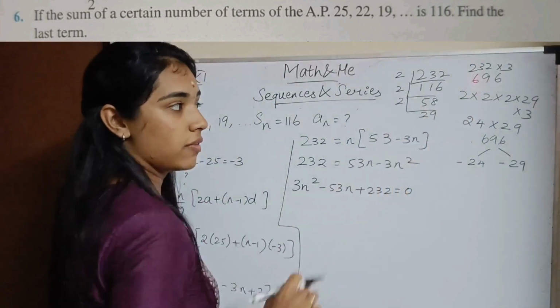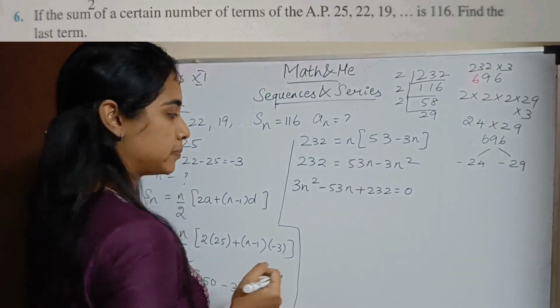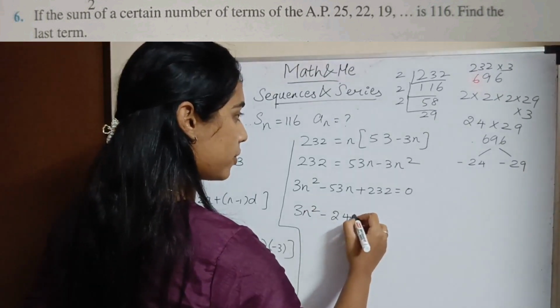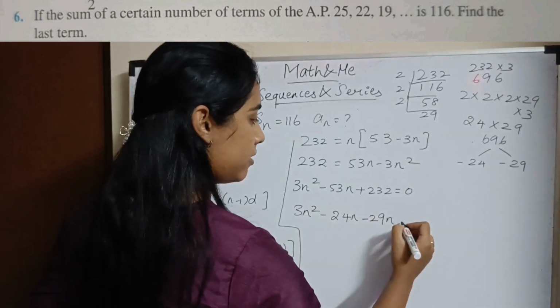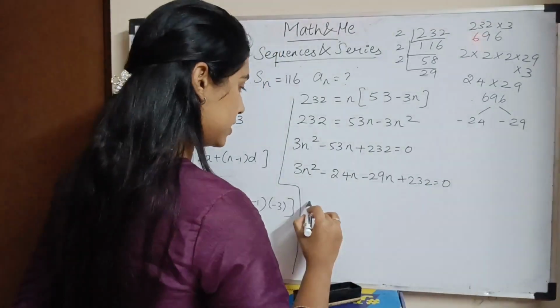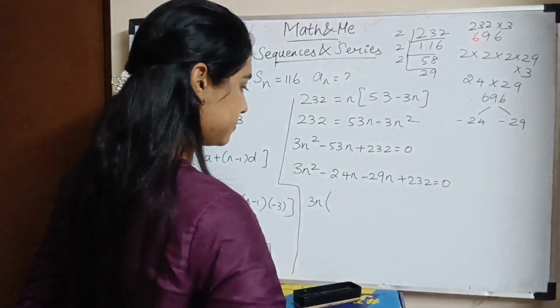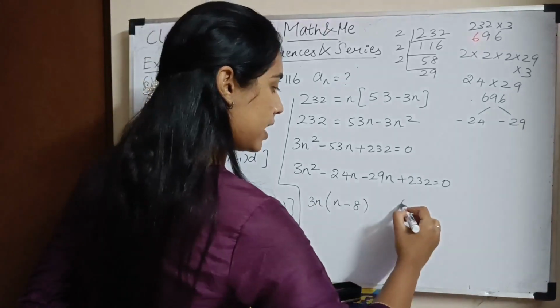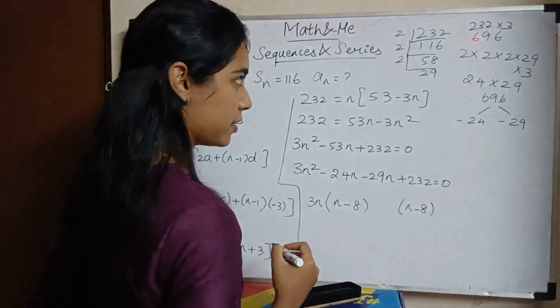So this is how I solve. I just showed you how I find the factors. So let me write 3n square minus 24n minus 29n plus 232 equals 0. So let me take 3n outside. I have n minus 8. I need n minus 8 over here.